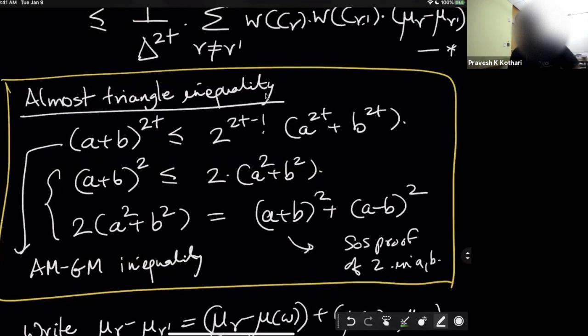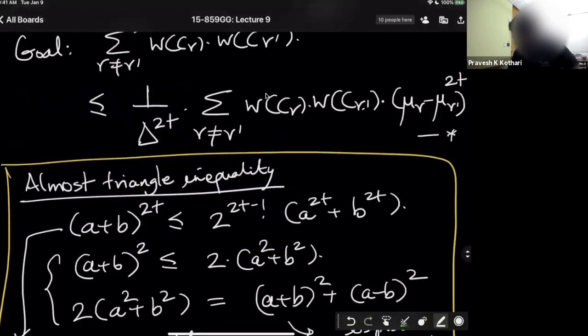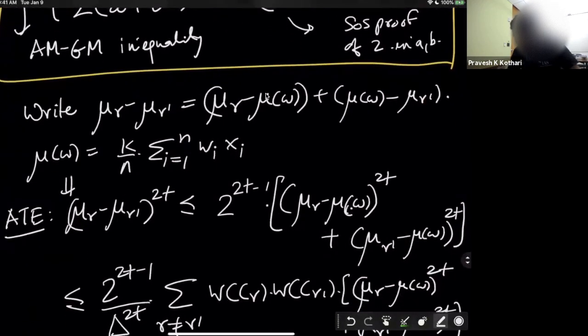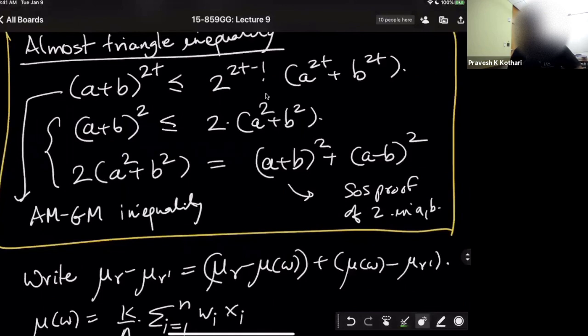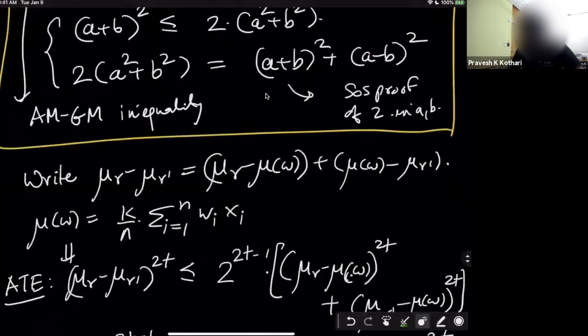of degree 2 in the SOS system in variables a and b. Okay, and so now what you're doing is plugging in, for a you're plugging in mu r minus mu w, for b you're plugging in mu r prime minus mu of w. So you're using the substitution rule of the calculus of SOS proofs that we wrote down the last time. Okay, so here we are using that almost triangle inequality has a degree 2t sum of squares proof, and that we are just applying the substitution rule. Very good.